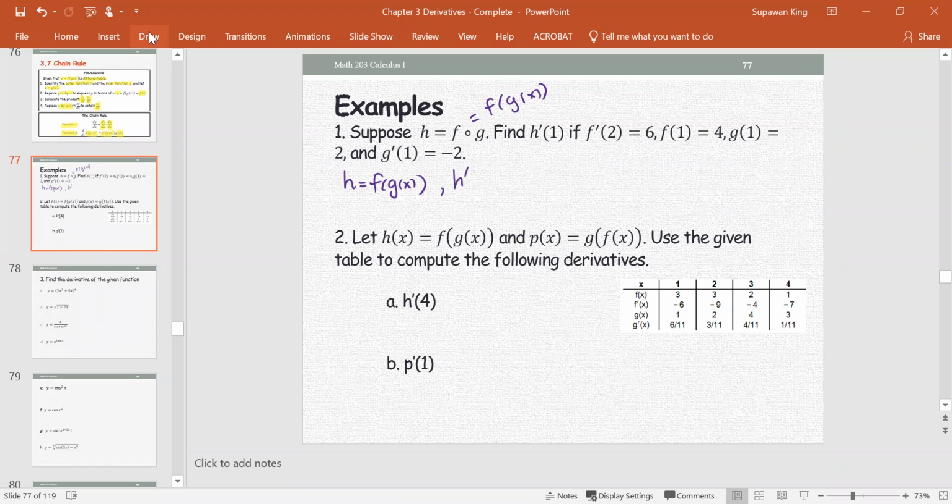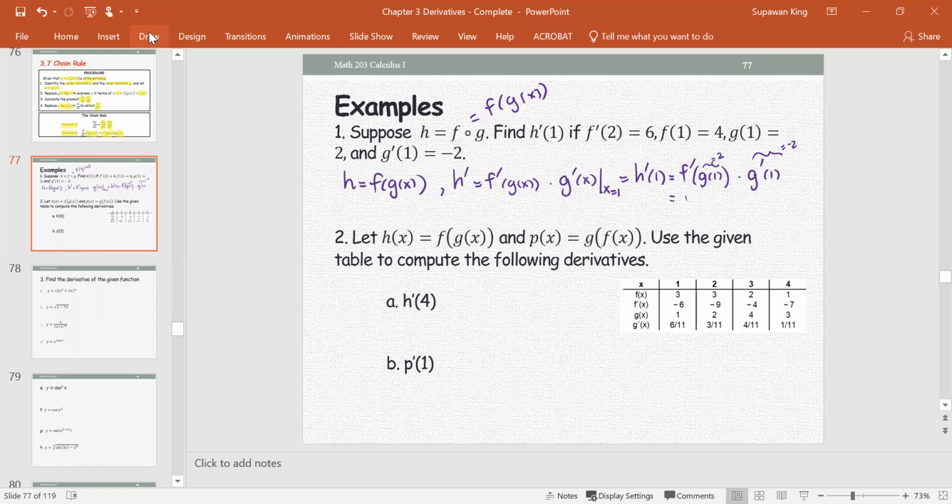So h prime equals f prime, the outer function with the input as the inner function g, multiplied by g prime of x, which is the derivative of the inner function. And we are going to evaluate at x equals 1. So h prime at 1 equals f prime at g at 1, multiplied by g prime at 1. The g at 1 is 2 as provided in the problem, and g prime at 1 is negative 2.